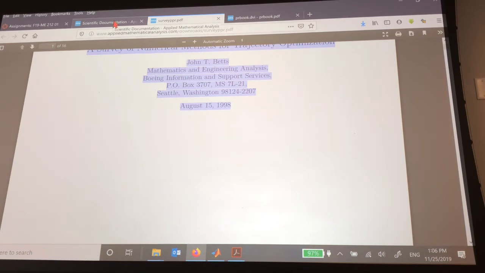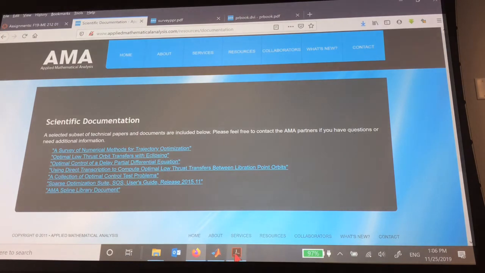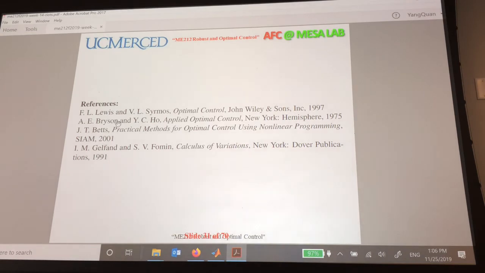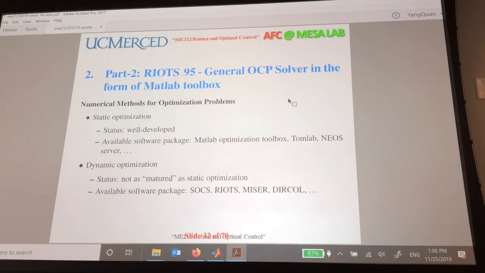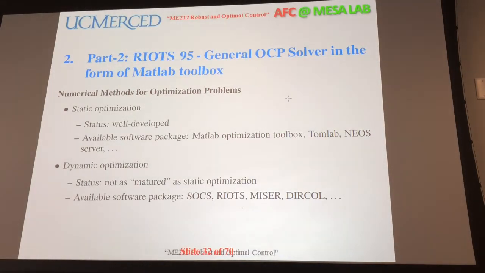Yeah, I had some emails with him 20 years ago. So I think these two books are good. Calculus of variations, there are many books. Optimal Control, Lewis, 97, is okay. So what I'm going to do next is to quickly go through Rails, a general OCP solver in the form of a MATLAB Toolbox.